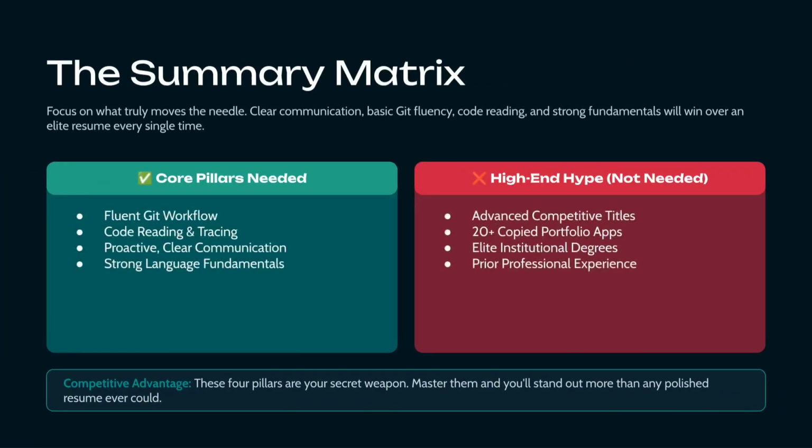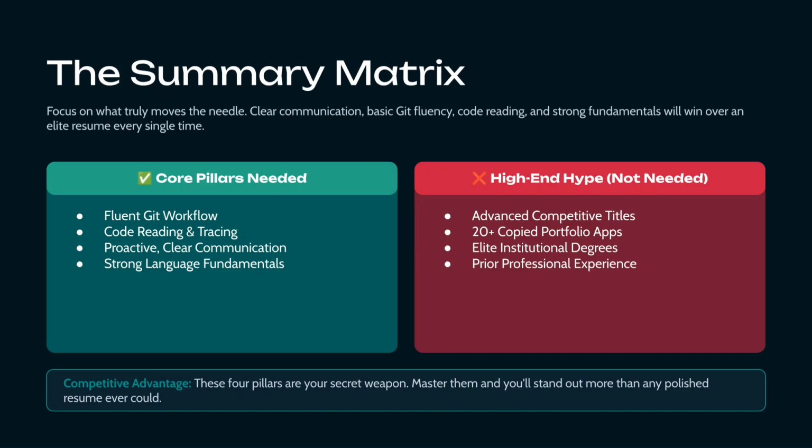To wrap this up, let's do a quick reality check on what you actually need and what you don't need, just to give you some peace of mind. Here's the checklist of what you need. Basic Git and GitHub workflow knowledge, the ability to read and trace code, clear, proactive communication with the community and the project maintainers along with your mentors, and the foundational tech stack comfort of the organization in which you are contributing.